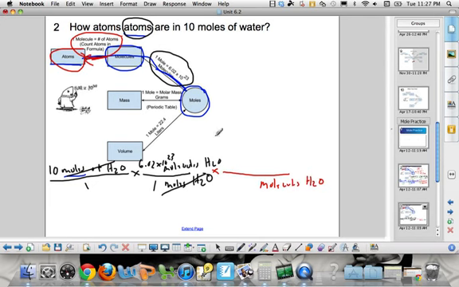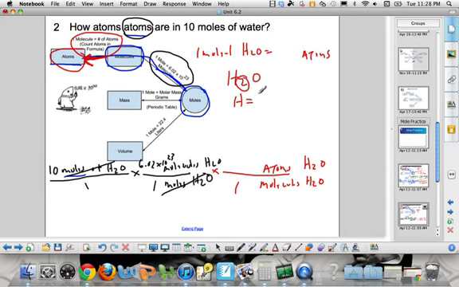What am I converting to? Well, I'm going from molecules into atoms, so my atoms are going to go on the top. Atoms of H2O up on top. How do I do this? Well, it says 1 molecule of H2O is equal to the atoms in my formula. Well, how many atoms do I have in my formula? I've got H2O.